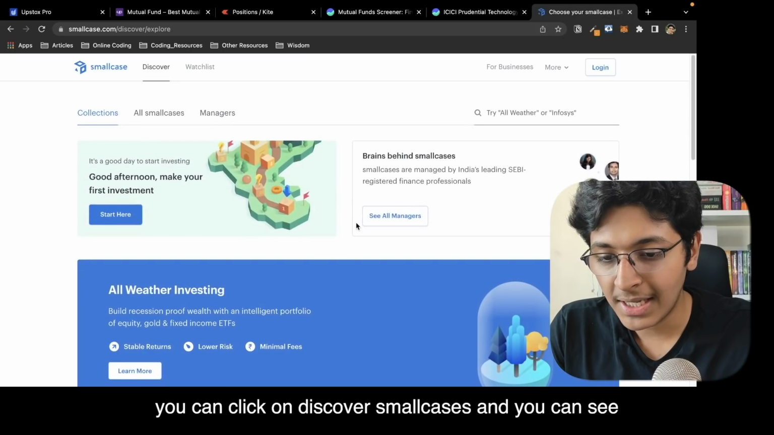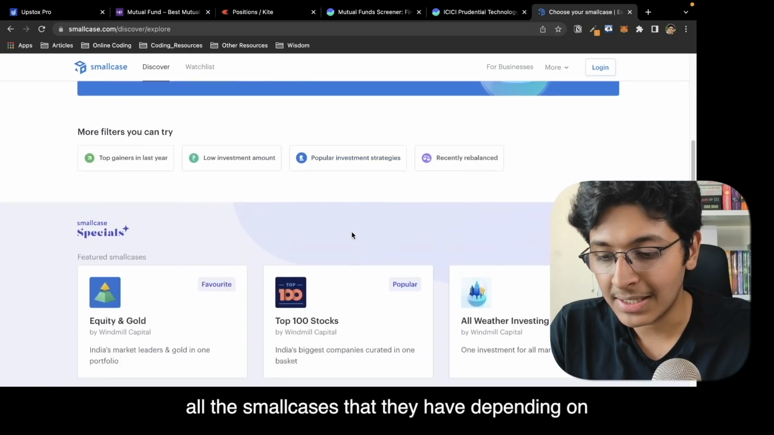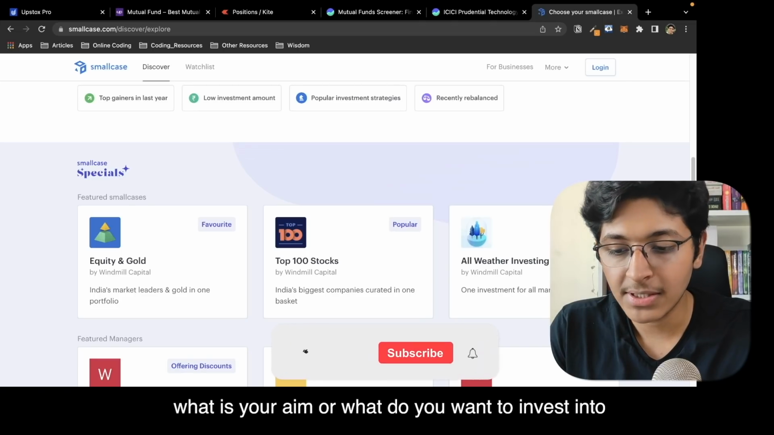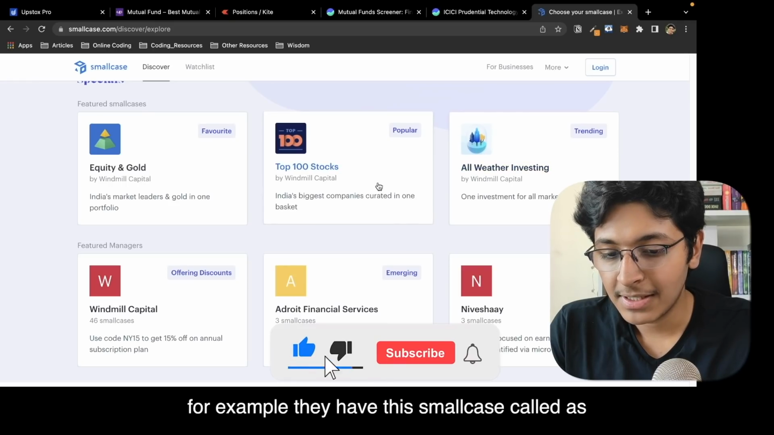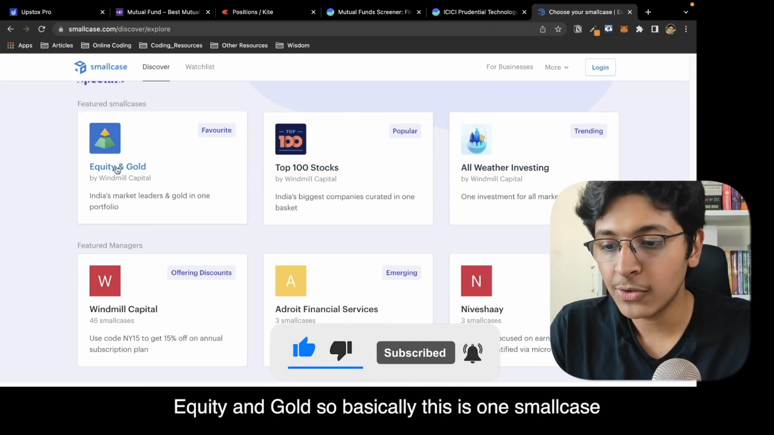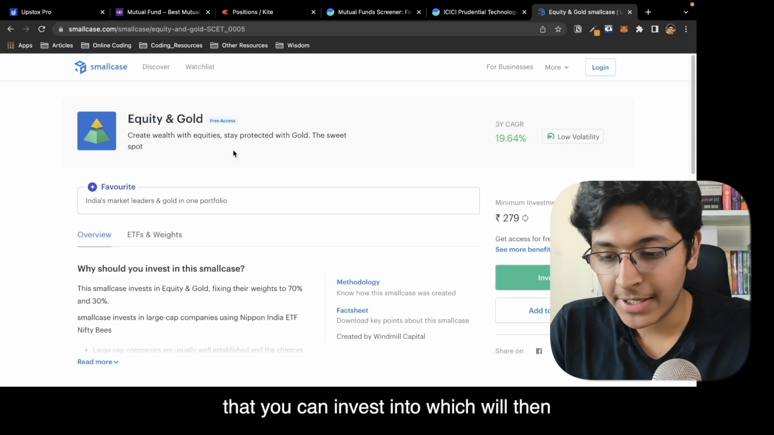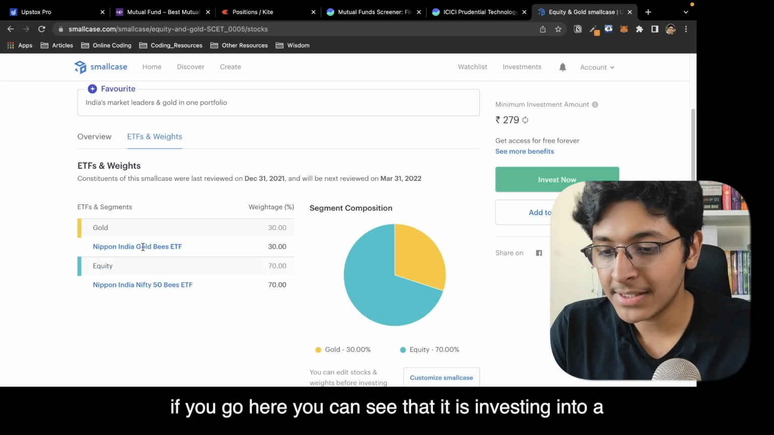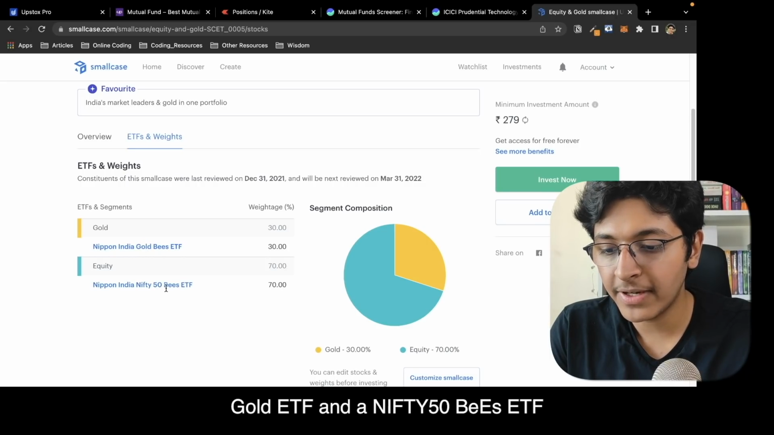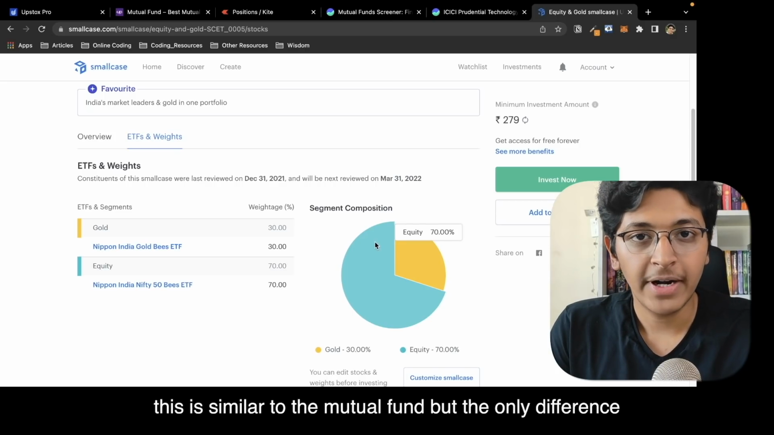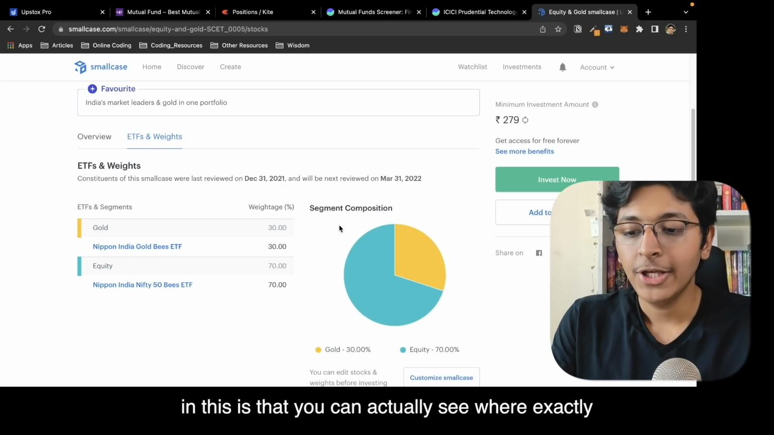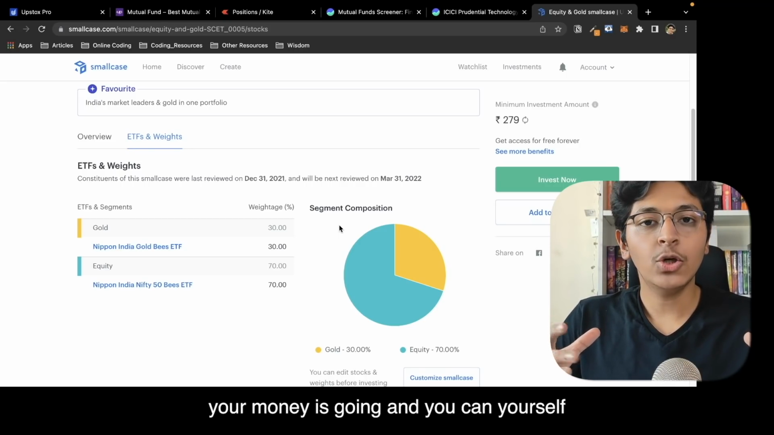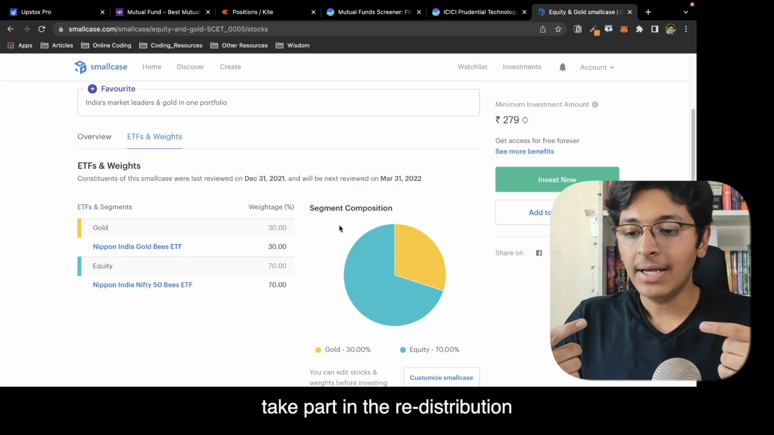You can click on discover smallcases and you can see all the smallcases that they have. Depending on your aim or what you want to invest into, you can choose right here. For example, they have this smallcase called equity and gold, right? This is basically one smallcase that you can invest into, which will then invest your money into ETFs. If you go here, you can see that it is investing into a gold ETF and a Nifty 50 Bees ETF. This is similar to a mutual fund, but the only difference is that you can actually see where exactly your money is going, and you can yourself take part in the redistribution.